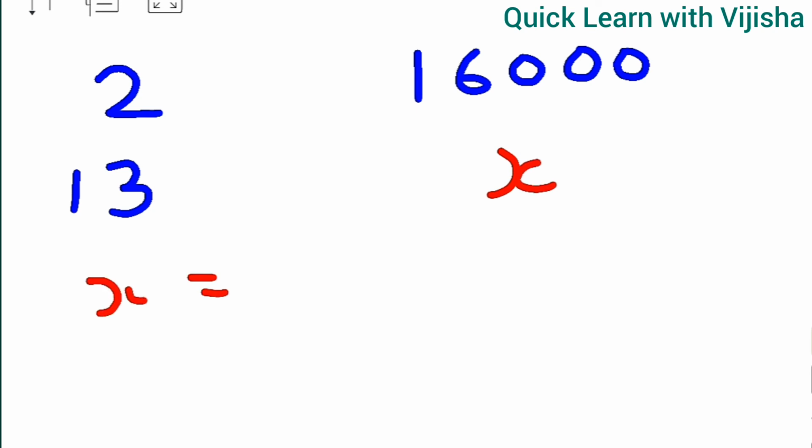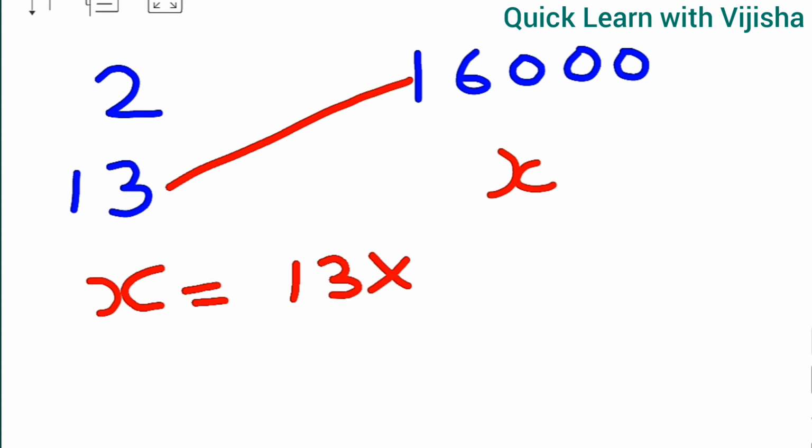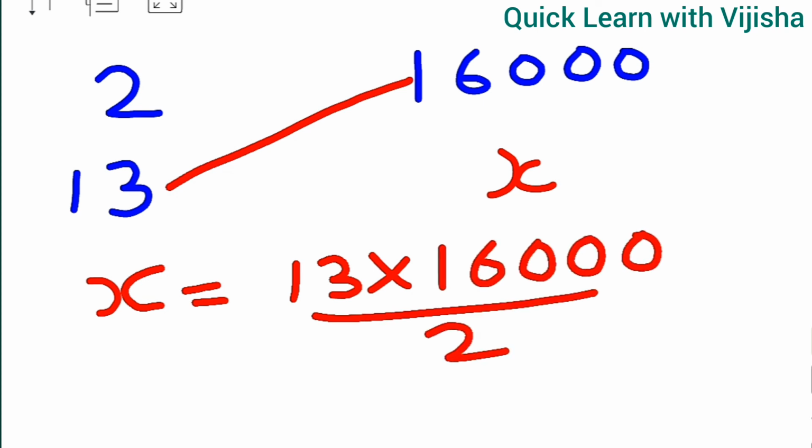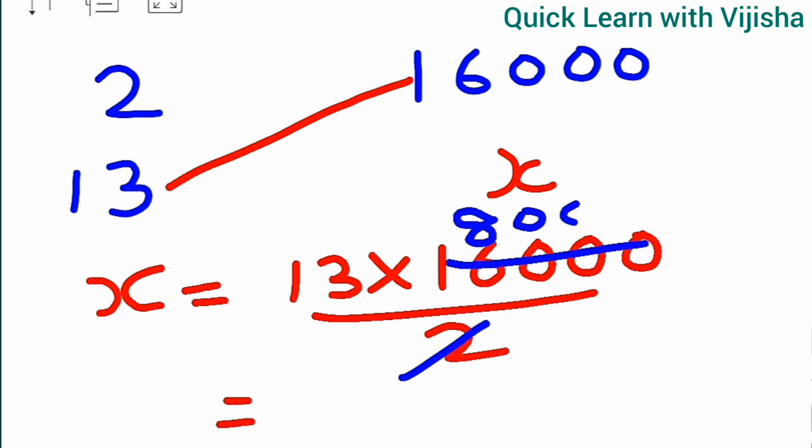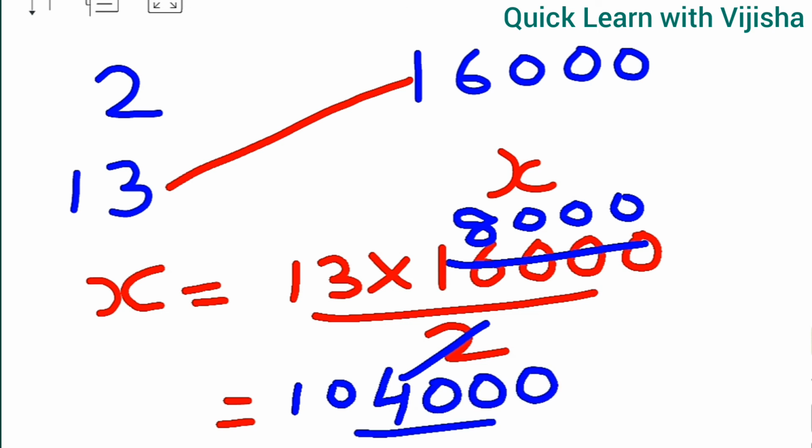So x will give you the answer. This has to be cross multiplied: 13 times 16,000 divided by 2. There's a common table: 2 8s are 16, and how many zeros are remaining? 1, 2, 3. After multiplying 13 with 8, you will get the value 104, and how many zeros are remaining? 1, 2, 3. I hope you are understanding the concept, students.